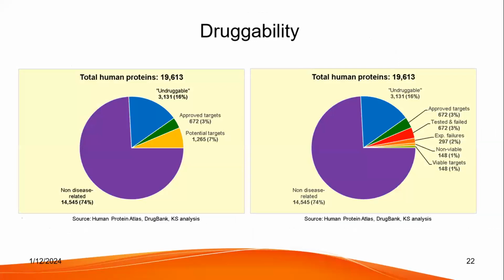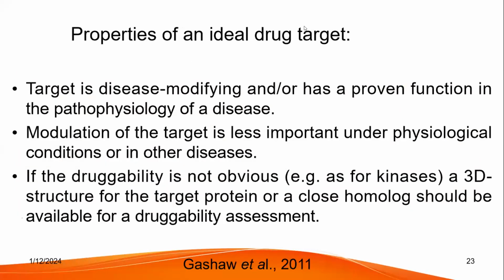So there are several human proteins, but not all of them are druggable. We have about 16% of human proteins that are undruggable. We have 33% of those proteins that are approved targets. Some are potential targets. So you need to do your search very well before you begin your docking.